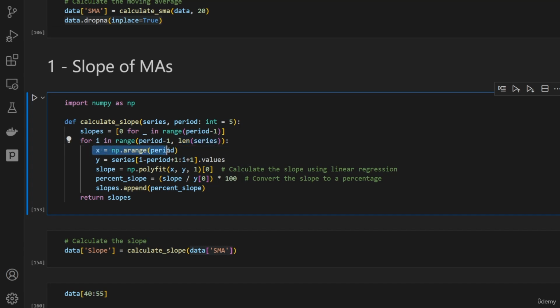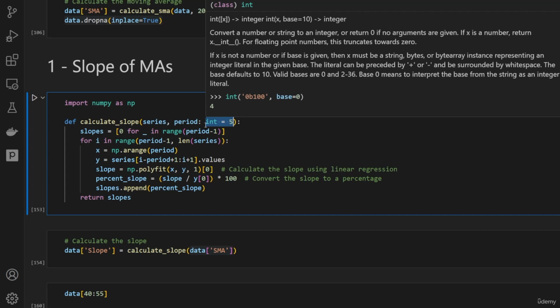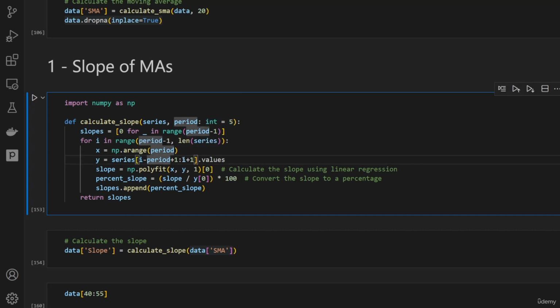And we are setting x equal to np.arange(period). So these are integers of the same length as the period. Here we have from 0 up to 5, 0 to 4 included. And then for the y variables, it's a slice of the series, the moving average points in this case. This slice is of length 5 by default here, which is i minus period plus 1 up to i plus 1. So there's always a length of 5 candles, .values.